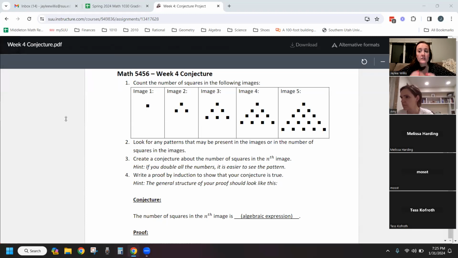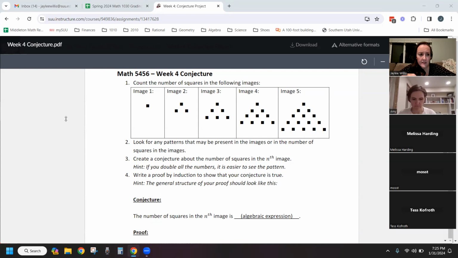Again, the recursive ones are useful for the induction process. They're not useful in general though, because if I asked you to find how many squares were in the 100th image, you would have to know how many were in the 99th image to be able to add 100 to it. So they're not very useful in general, but they are helpful for proving induction ones. We've got our recursive formula, and now we need to come up with an explicit formula where you can just plug the number in.